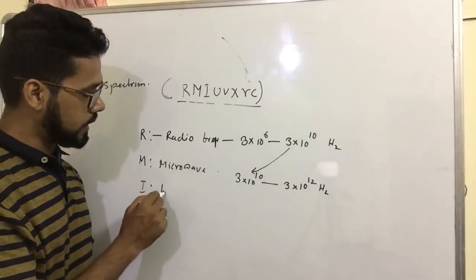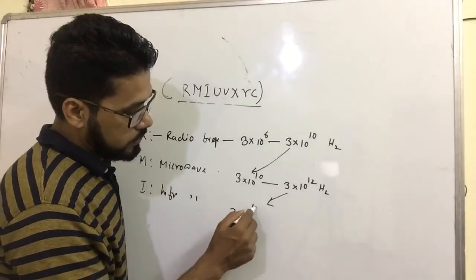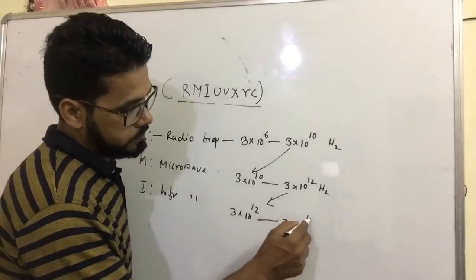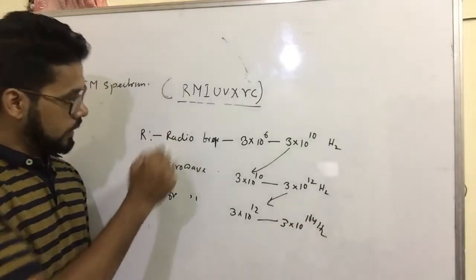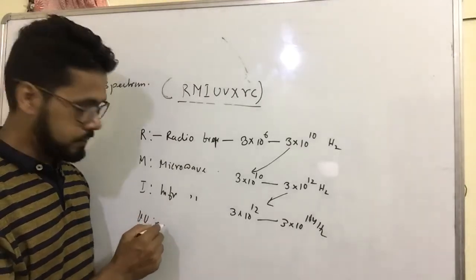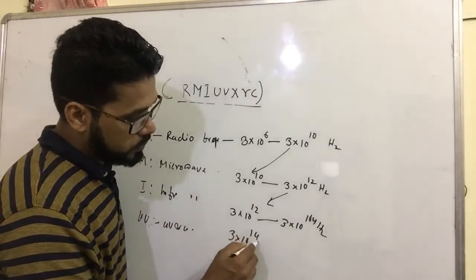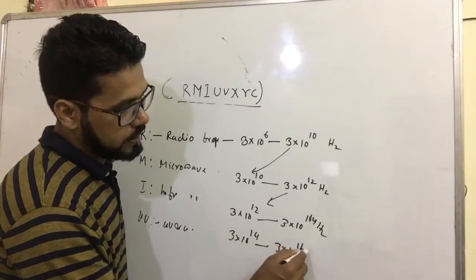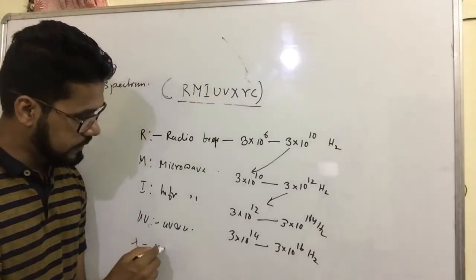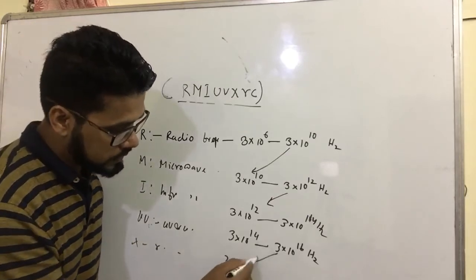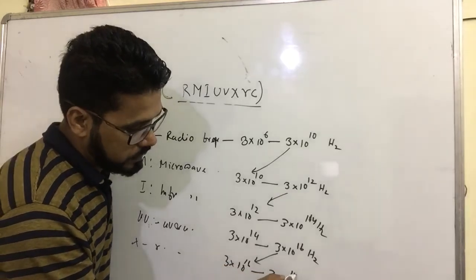And I represent infrared frequency. It comes to 10 to the power 12 to 10 to the power 14 hertz. Okay. Similarly, UV and visible, at the same time, is 10 to the power 14 to 10 to the power 16 hertz. Okay. Then next X-ray is 10 to the power 16 to 10 to the power 18 hertz.